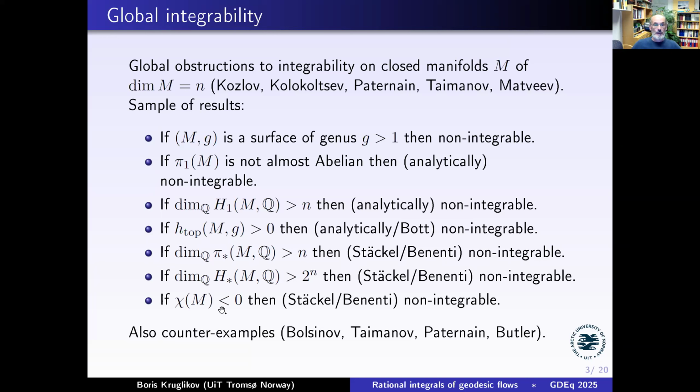Note that any of these later things implies the first. It is a kind of generalization. This is two-dimensional, but actually any of these implies the first. But one has to be careful, because there are counterexamples here. For example, if you talk about smooth integrability, then it will not be true. It is possible to have positive topological entropy and smooth integrability in the usual sense. The first example was by Boris, then there were examples by Paternain and Butler.